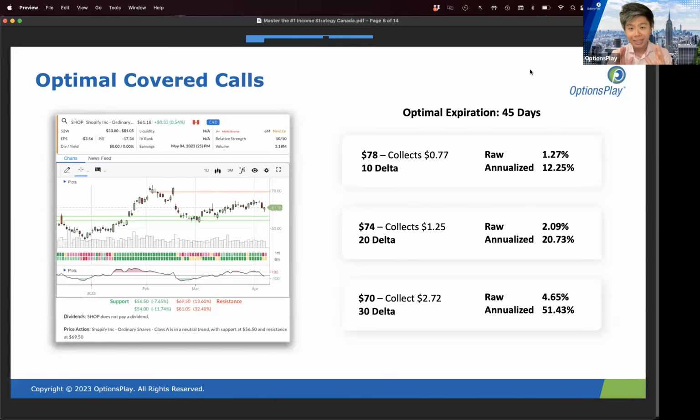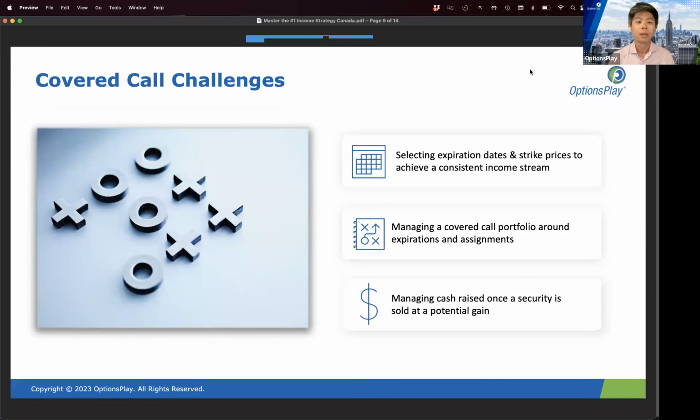And I cannot stress that one point enough, because if there's nothing else that you take away from today's session, that should be it. Okay? So, despite all of that, there are still some challenges that you're going to come across. Or rather, up till now, I think things have been pretty easy, right? Select 45 days, select 10 deltas. That's about it. That's all you need to remember with regards to entering the trade.